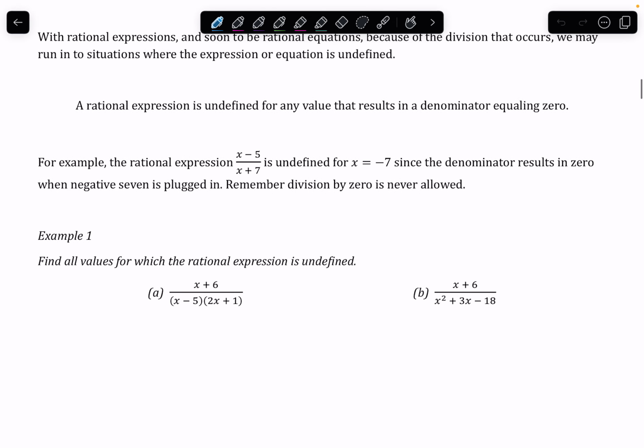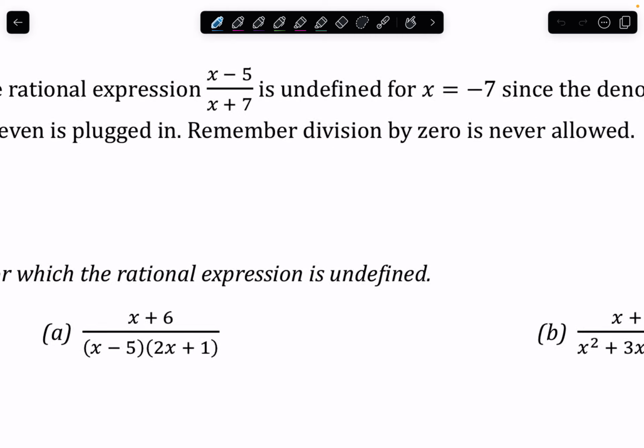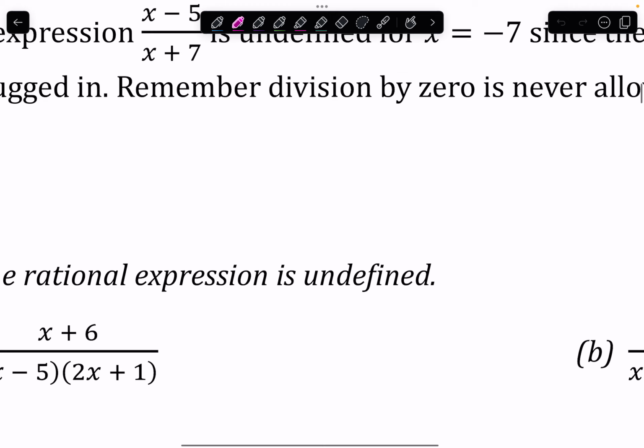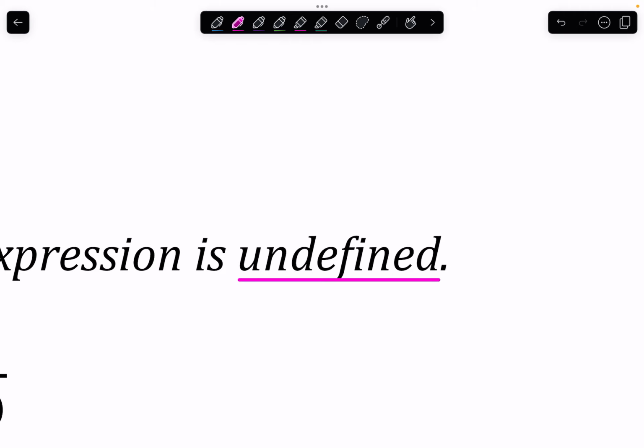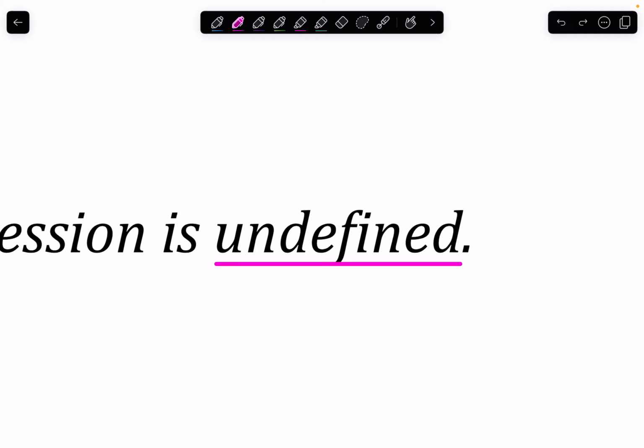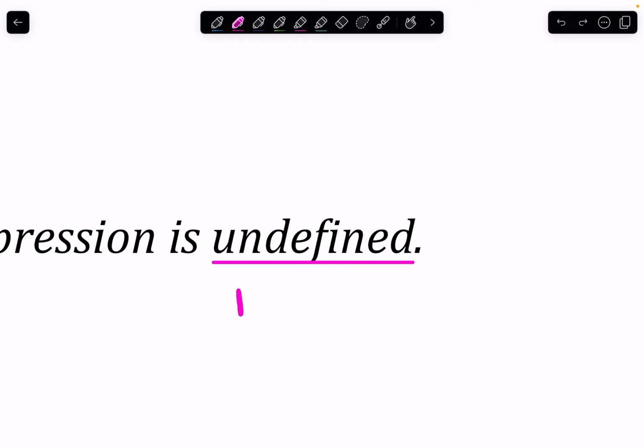All right, example 1, find all values for which the rational expression is undefined. So a rational expression, or any expression, is undefined when there is division by 0. So it is undefined for any x value that causes the denominator to equal 0. So it is undefined for all values of the variable that cause the denominator to equal 0.